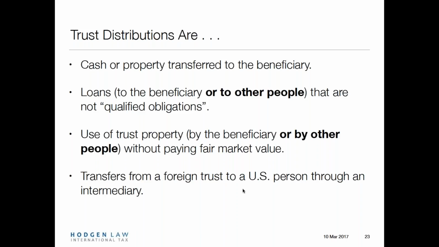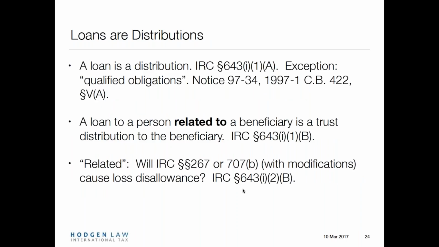I'm going to ignore the obvious one. I received a $50,000 wire transfer from a foreign trust. That's easy. These ones, loans, use of trust property, and transfer through an intermediary, are the more difficult ones, and the ones that may not necessarily be obvious when the person sits down in front of you and says, do my tax return. First, let's look at loans.